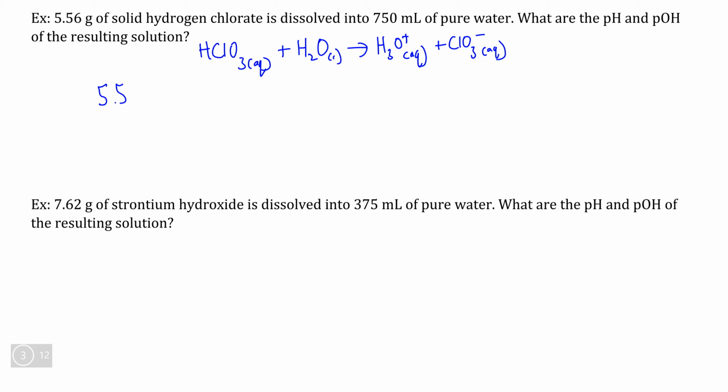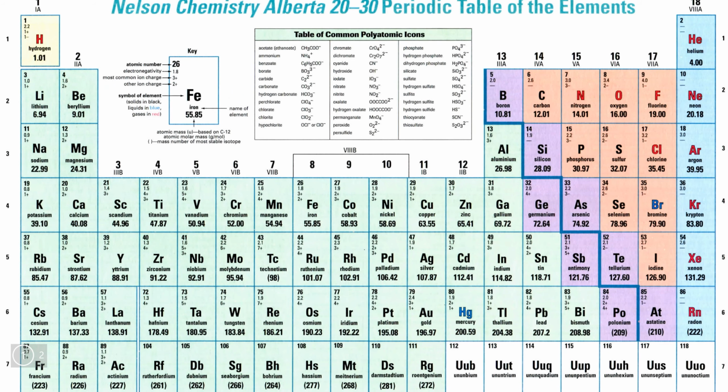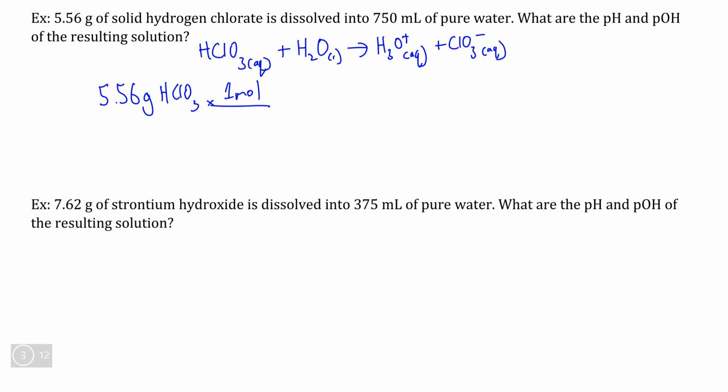We're told that we start with 5.56 grams of hydrogen chlorate, meaning that we would need to divide by this compound's molar mass. So if we go to the periodic table, we see oxygen has a molar mass of 16, chlorine has a molar mass of 35.45, and hydrogen has a molar mass of 1.01. So if we do some quick arithmetic, we can find the molar mass relatively easily.